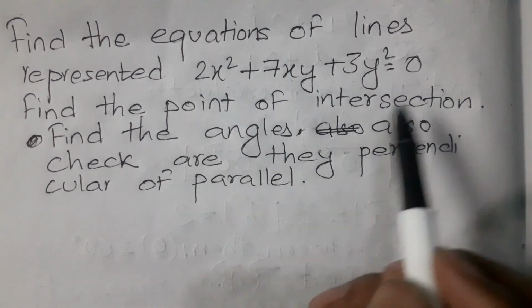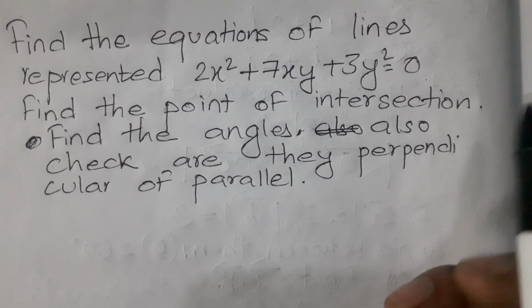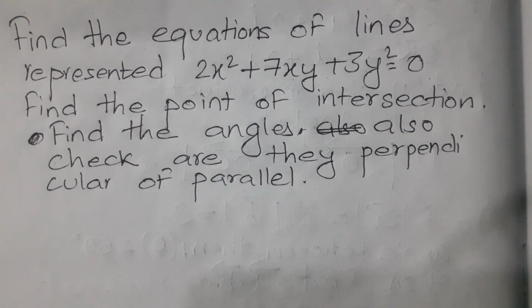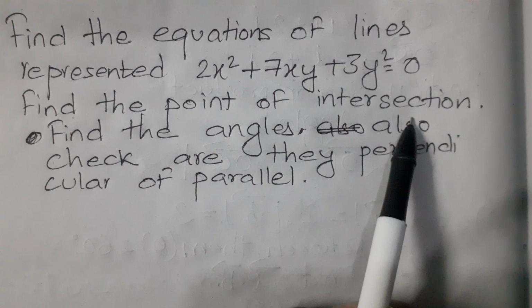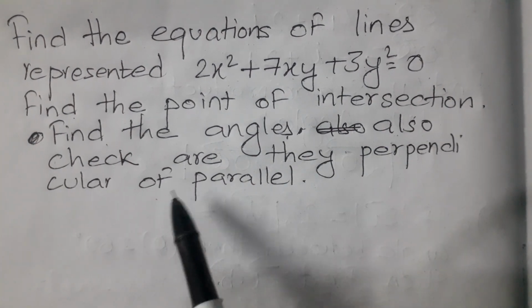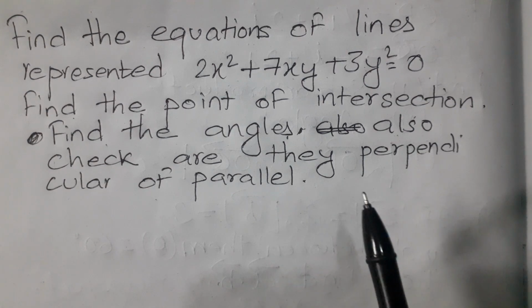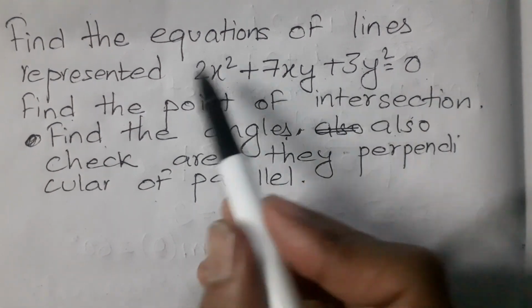So you can see the equation has been given, and using this equation, various questions have been asked. This equation has been given and you are asked to find the point of intersection, find the angles, and also check whether they are perpendicular or parallel. So there are four questions we can deal with from the same given equation.